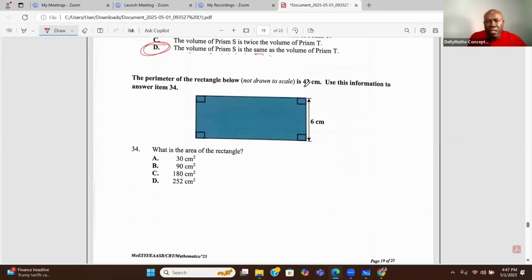Now, the perimeter of the rectangle below is 42. Use this information to answer item 34. Now, remember, when you're dealing with a rectangle, opposite sides are equal.